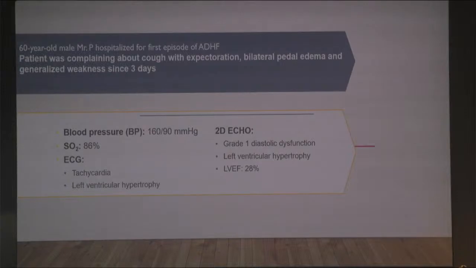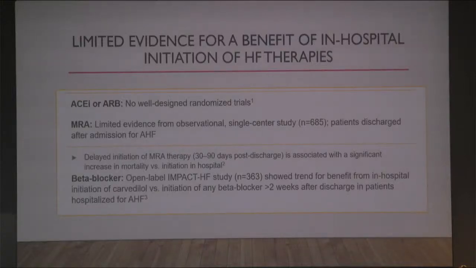So both are similar cases of HFrEF, but they have some difference: one is a de novo case of HFrEF and the other is a known case of poor LV with acute exacerbation. Now, why am I insisting on starting GDMT at index hospitalization?